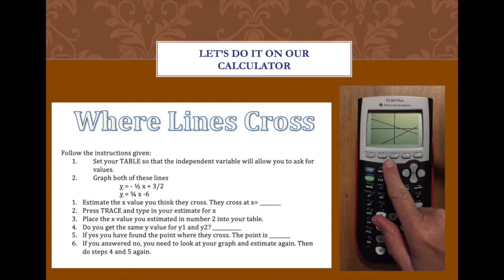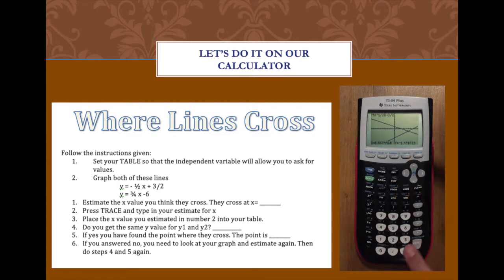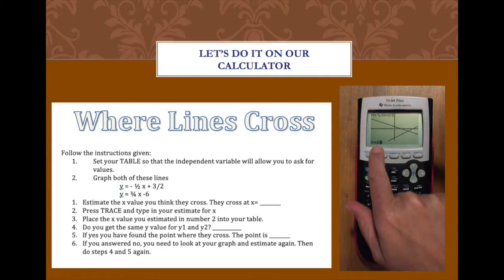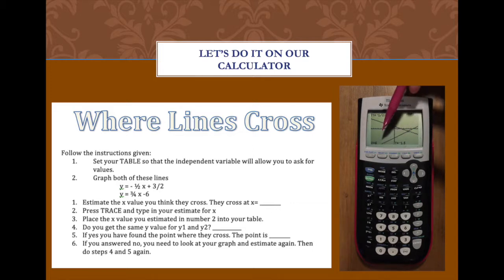All right, here is your trace button, and we're going to push that trace button. We estimated 6, so I'm going to type a 6, and notice how right up here it's got a 6. Then I'm going to press my enter button, and I've got a 1.5, and it's blinking right here where they cross. And so your ordered pair would be 6, negative 1.5.